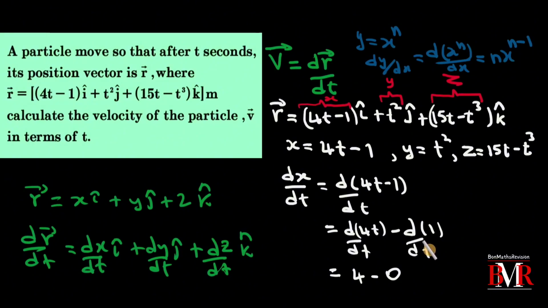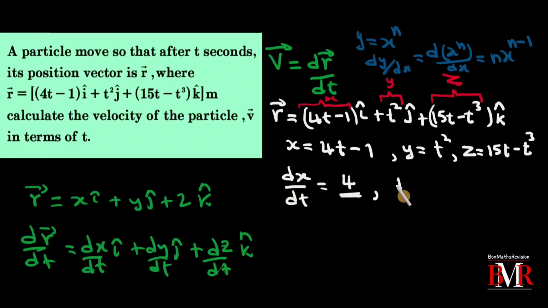That is a term in which the variable is not attached. As you can see here, 4t is not a constant because t is attached to 4. 1 is a constant because there is no t attached to 1. So in such cases, the differentiation of that term will always be 0. And that's the reason I'm having 0 here. Now, you see 4 minus 0 is 4. So the differentiation of x with respect to t is equal to 4.